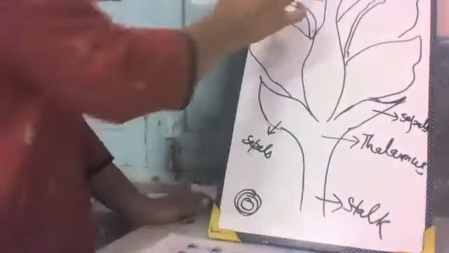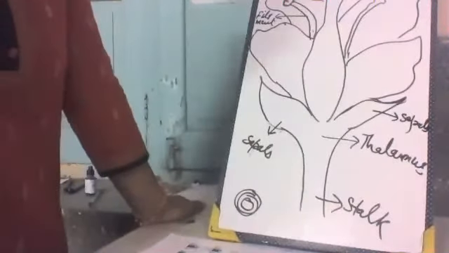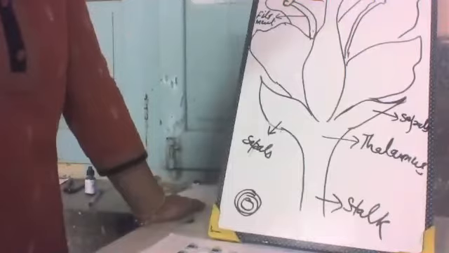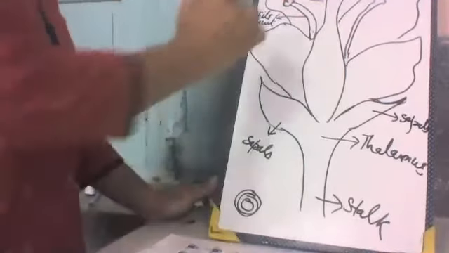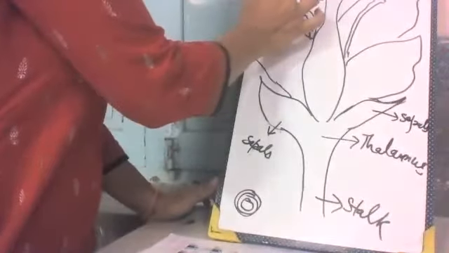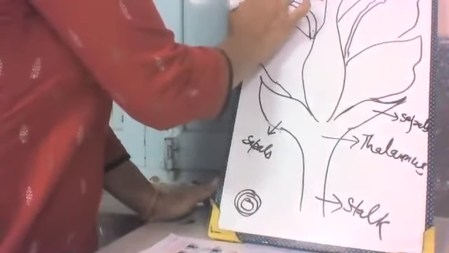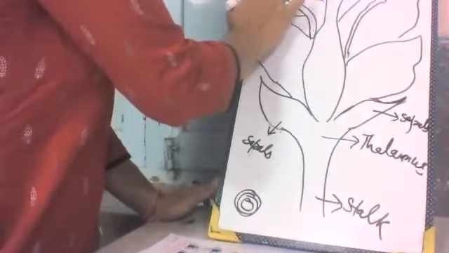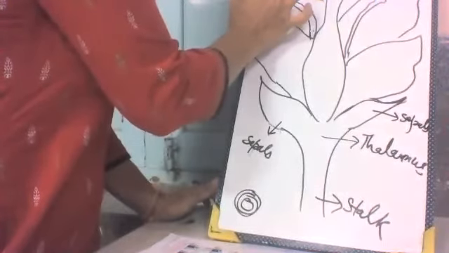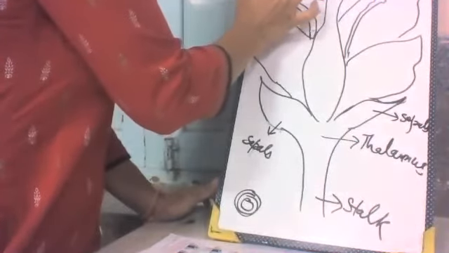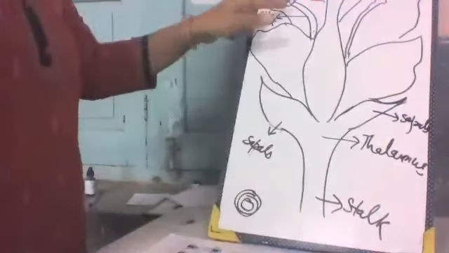Filament, and there is a lobe-like structure and a broad sac-like bilobed anther. Here is a sac-like structure and this is a bilobed structure. It is known as anther. The name of this structure is anther.